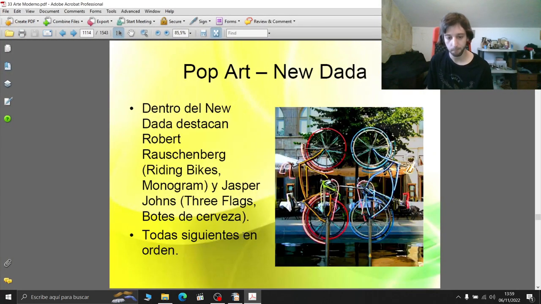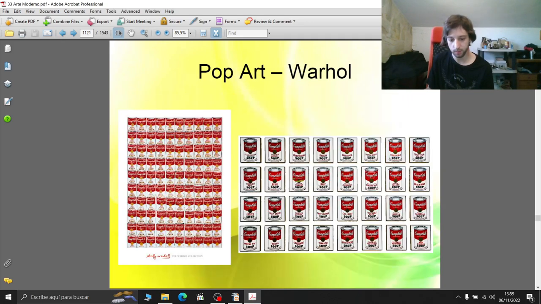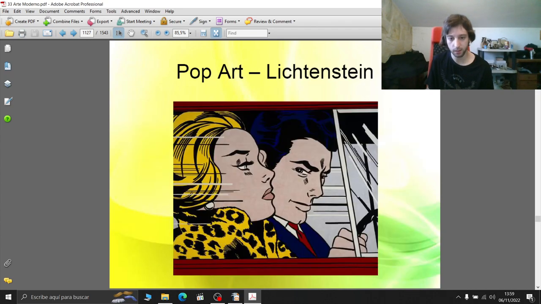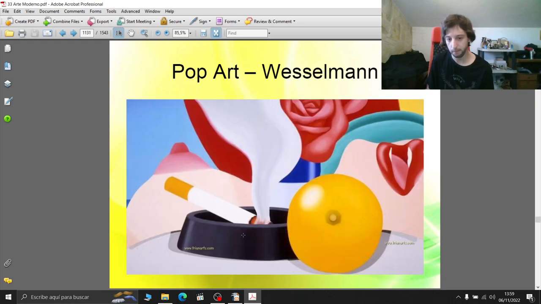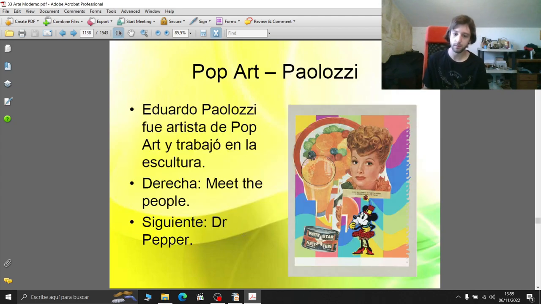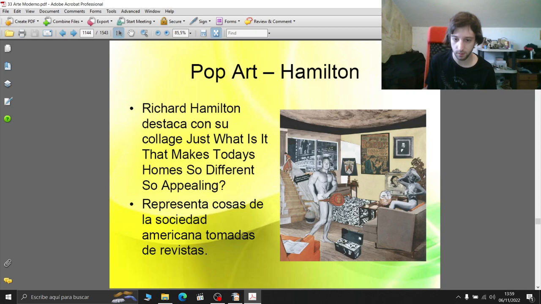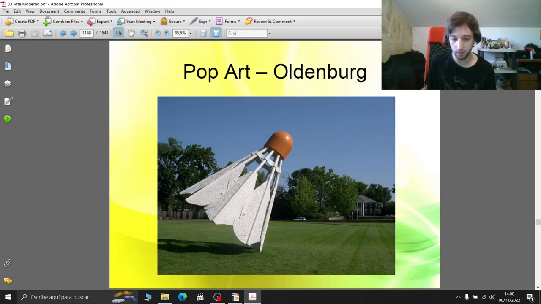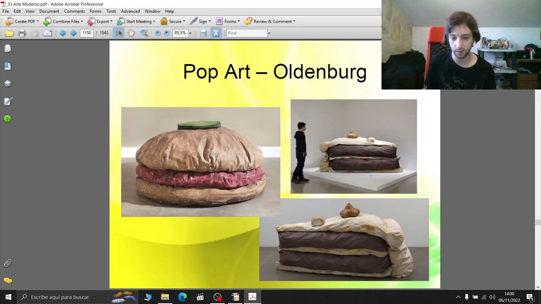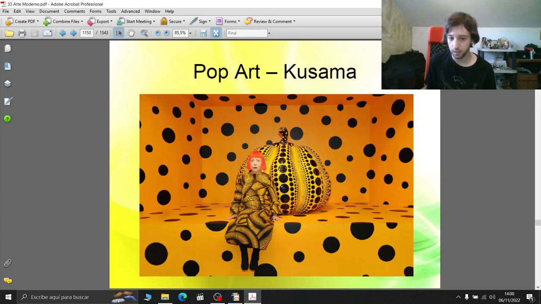Okay, so. New Dada, Andy Warhol, Lichtenstein, Wesselmann, Rosenquist, Paolozzi, Hamilton, Oldenburg, this is the ice cream one, this hamburger and the cakes. Yayoi Kusama.